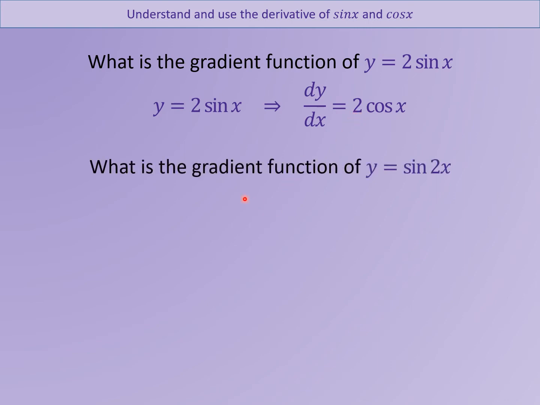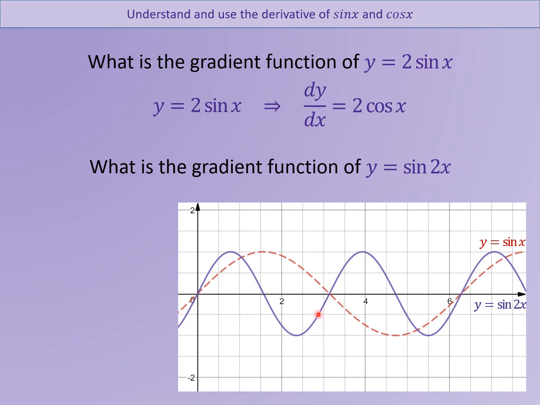What about if you've got a gradient of sine 2x? Now it's slightly different because the 2 is within the function of sine. If it's outside, it just stays there. But if it's inside, it does change it slightly. So this is a graph of y equals sine 2x.